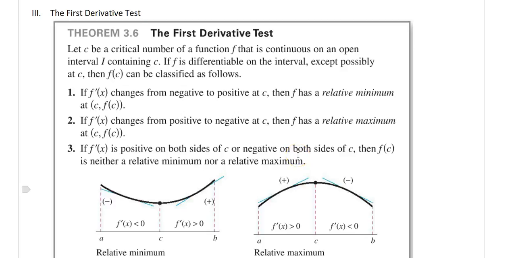The next part of this section is what we call the first derivative test. Now, the first derivative test just basically adds a step to the process we were doing before, but it allows us to determine all of the relative minima or relative maxima for a function.